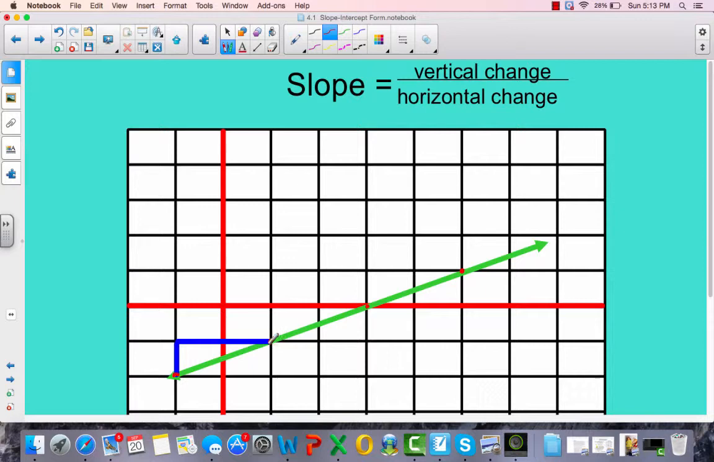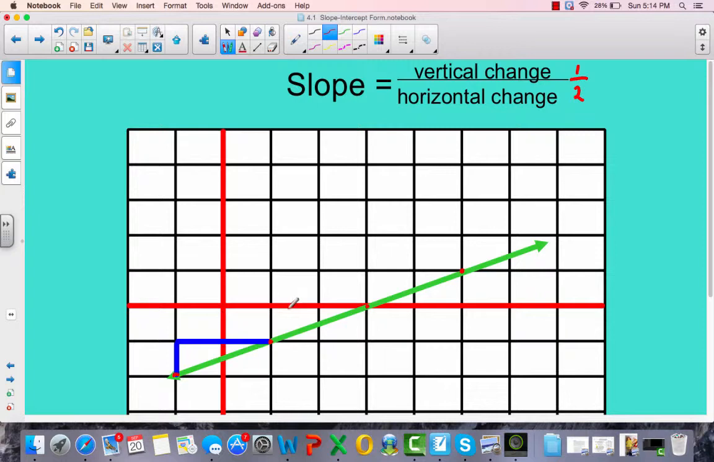How do we know how much it goes up and how much it goes across? Well, to get to this point, we go up 1 and we go to the right 2. So that's up 1 and right 2. So that's a slope of 1/2.